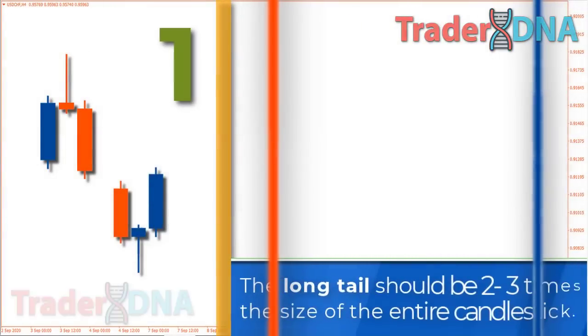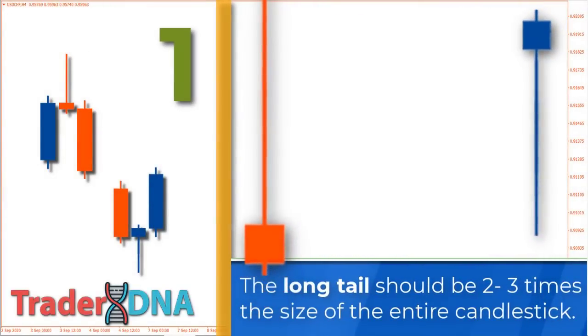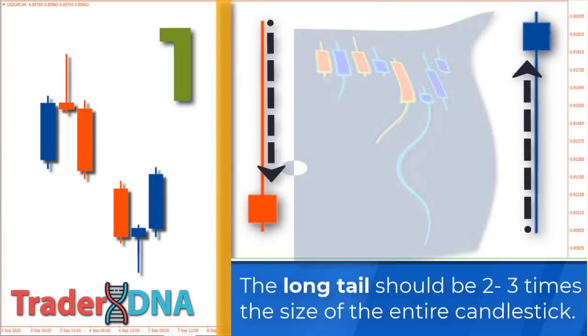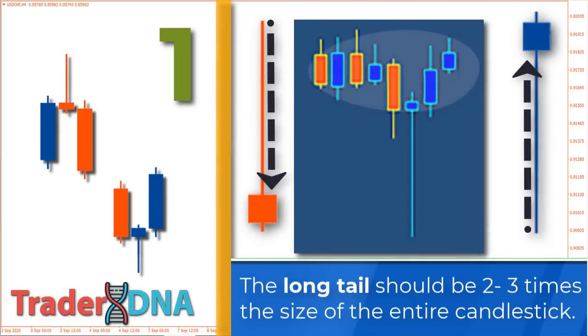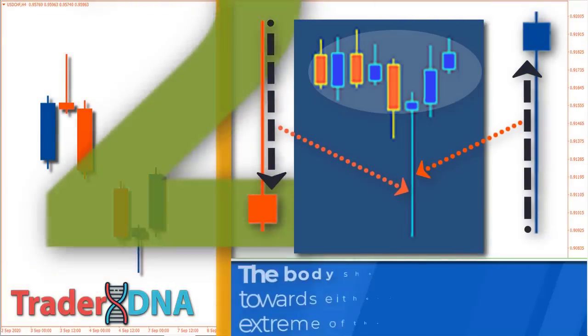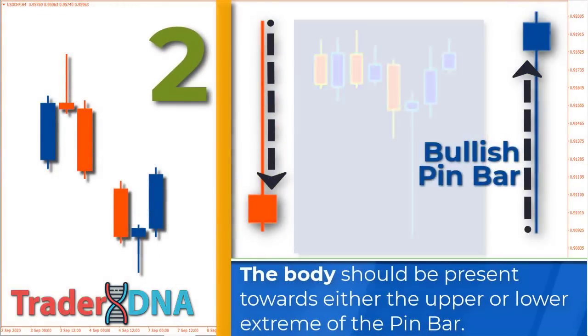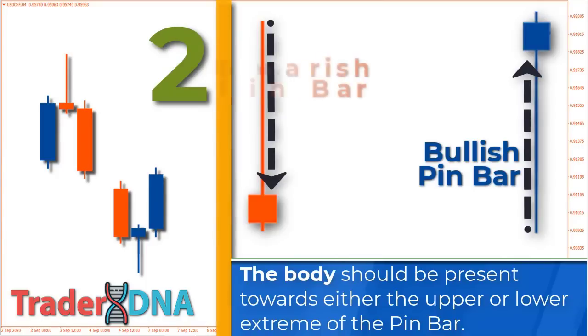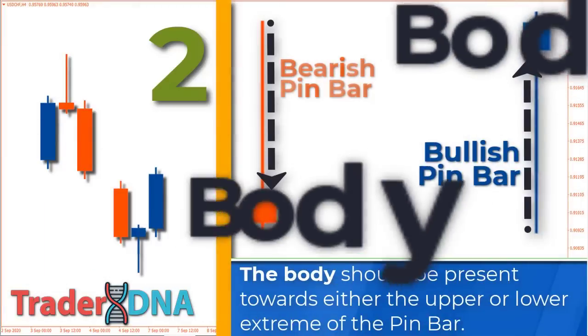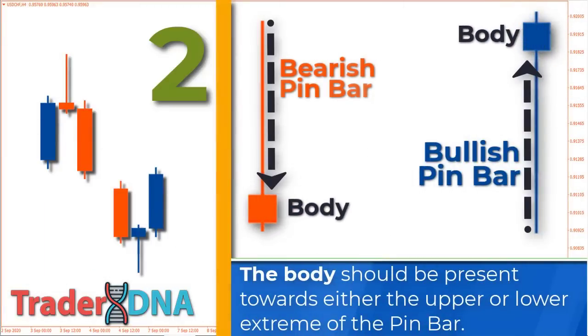1. A long tail that sticks out from the surrounding candlesticks. This should be 2 or 3 times the size of the entire candlestick. 2. The tail can either be below the body, in which case it's a bullish pin bar, or above the body, where it's a bearish pin bar. The body should be present towards either the upper or lower extreme of the pin bar.